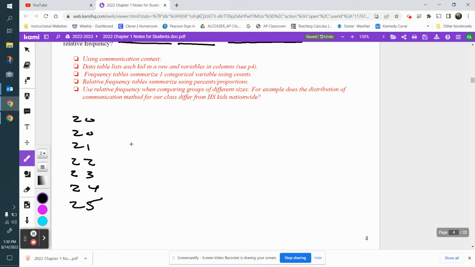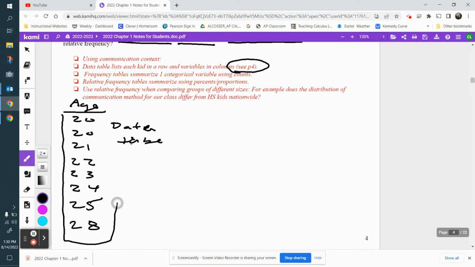And let's just say this is age. There's a good one on page 4, I believe. It shows the columns and different things like that. So that's just a data table. Let's do 28. Let's just throw one more in there. Okay, so that's a data table. That is your basic data table. And, you know, you'd make a table out of it and draw your little lines in it if you wanted to, but that's a basic data table. All right.